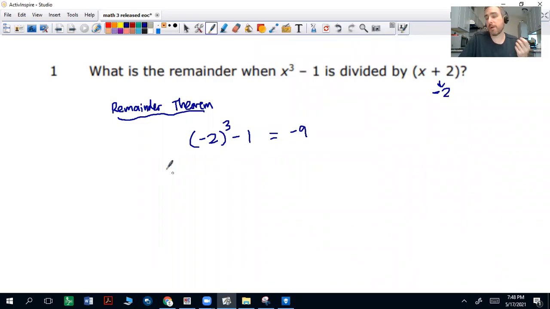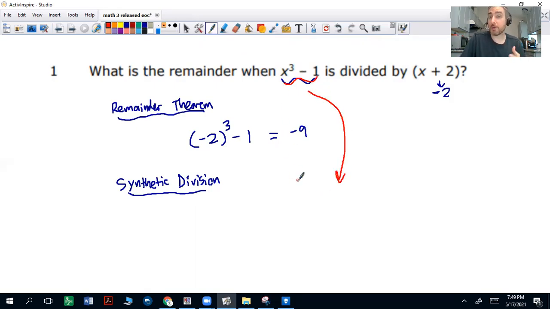Well, that's the same thing as if I'm doing synthetic division. And I'm not going to do long division here, but synthetic division looks something like this. When you're taking your expression x cubed minus 1, we're going to rewrite it as x cubed plus 0x squared plus 0x and minus 1.